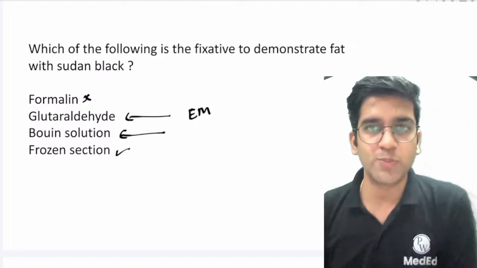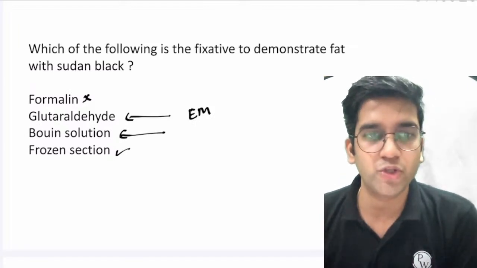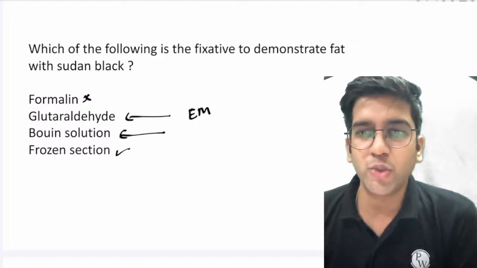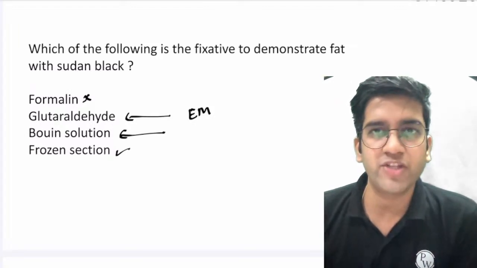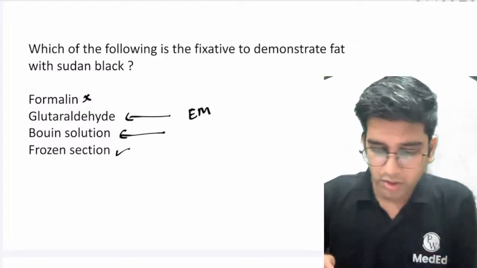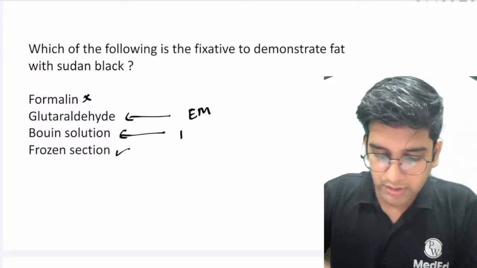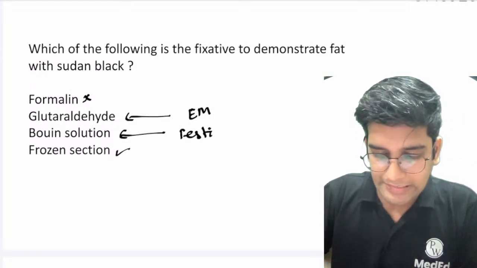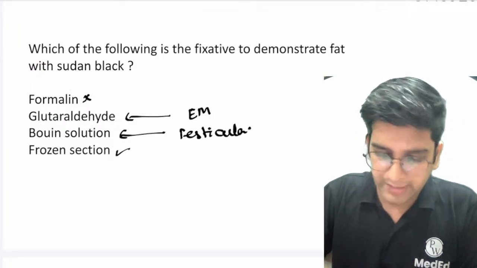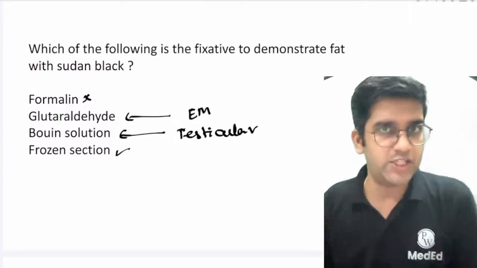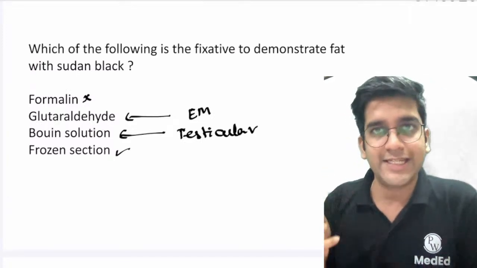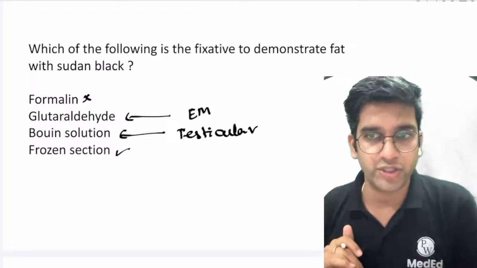Harshit, a question: what is Bouin's solution? Can anyone tell me where Bouin's solution is used? Though it is not used these days, there's one place where Bouin's solution was used. Bouin's solution was used for testicular biopsies. Even these days, formalin has replaced Bouin's solution because Bouin's is a bit toxic. Testicular biopsies, we were using Bouin's solution, right?